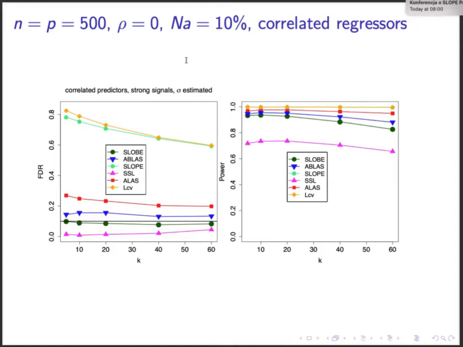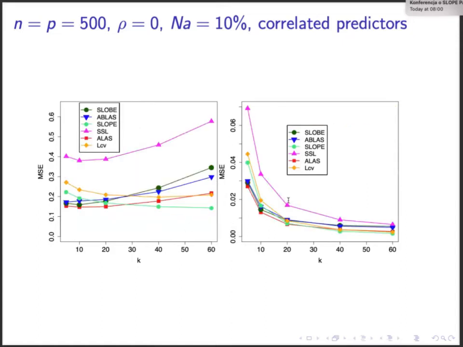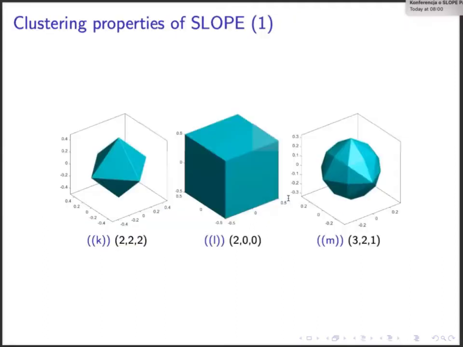Here you can see a situation where we have strongly correlated regressors. So rho is not zero, with a compound symmetry matrix, so each pair of x's is correlated at the level 0.5. And you can see here that we have almost perfect FDR control when the signal is strong, and we also have pretty good power and relatively good estimation properties.